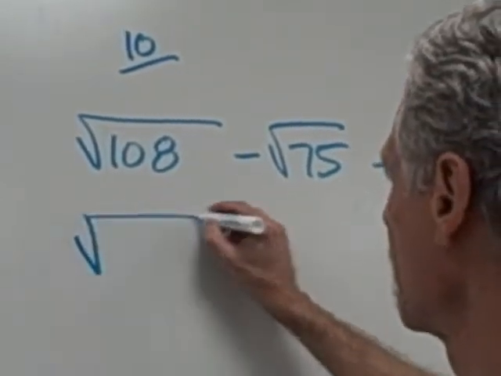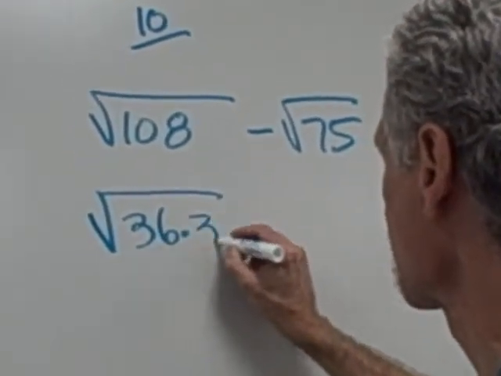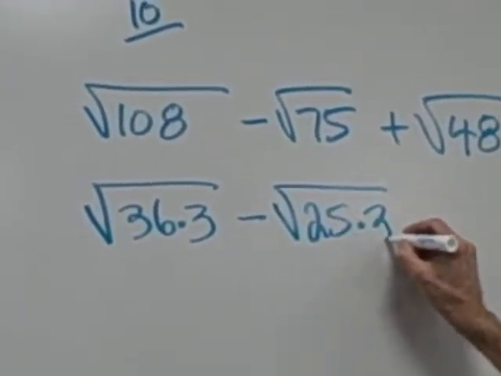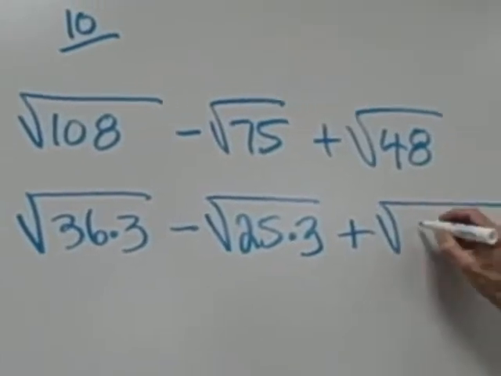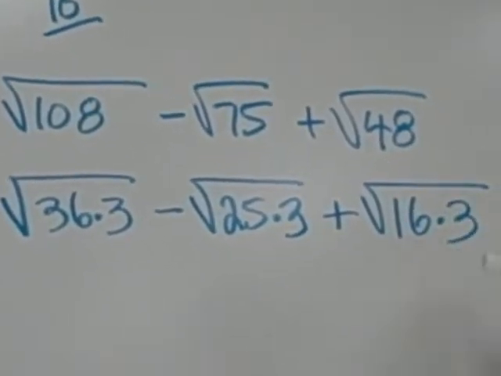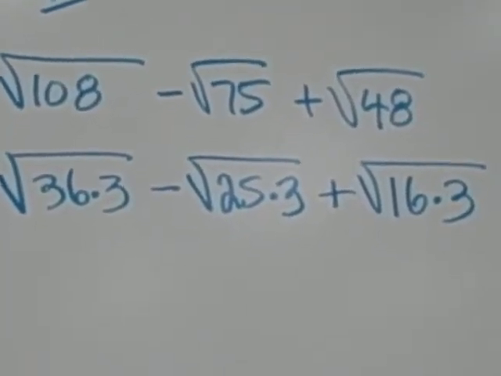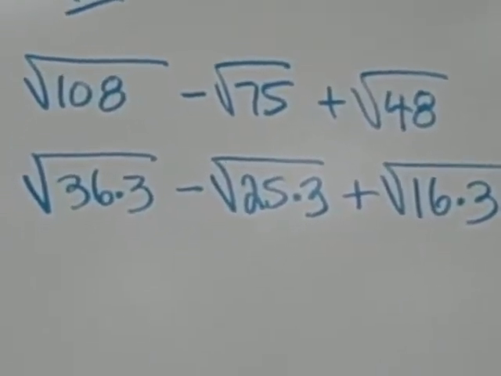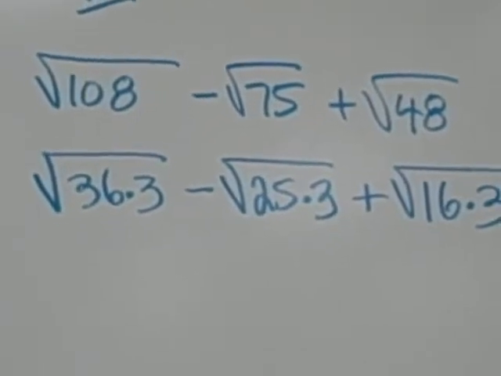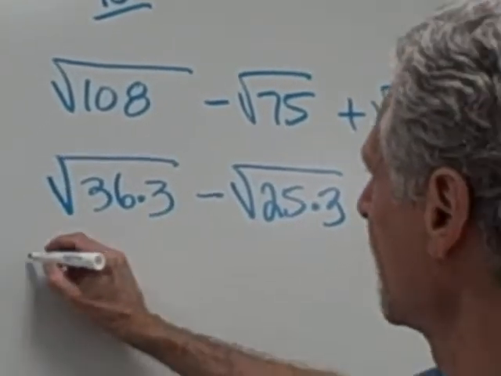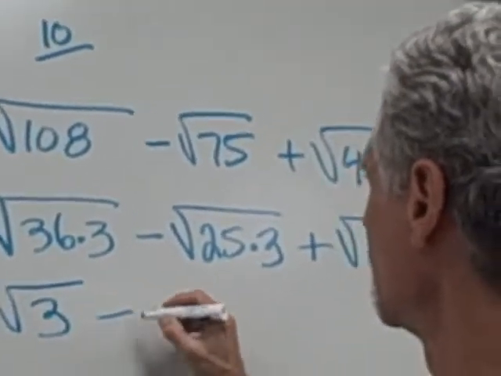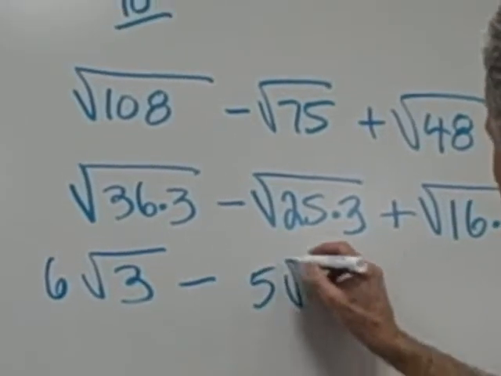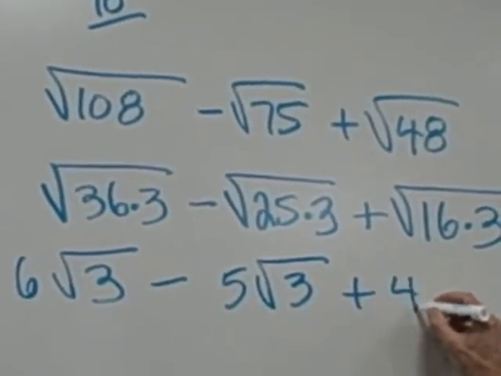108 is a special number. It happens to be 36 times 3. 75 happens to be 25 times 3. And 48 happens to be, you tell me, 16 times 3. Look at all the time this is saving us, that you know these special numbers. Every teacher has these on tests all the time. So from 36, I can take out a 6, can I? And for 25, I can take out a 5. And for 16, I can take out a 4.